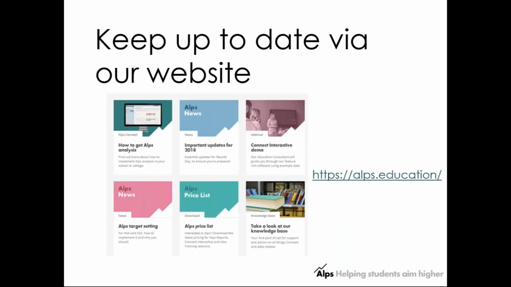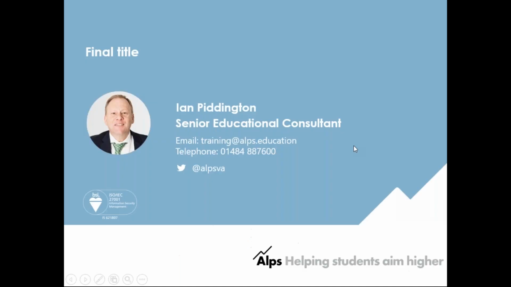Because we've got our interactive website, things are moving on apace in terms of the interactivity of Alps Interactive, so we would love you to keep up to date with our website. Not only does it tell you about all the new things coming online, but it will also tell you about the updates for 2018. It will talk about target setting for students. And we have a huge and expanding knowledge base, which will enable you to see if there are things you don't understand. We're also available on this web address, and obviously at the end of the phone should you wish to talk to us directly.